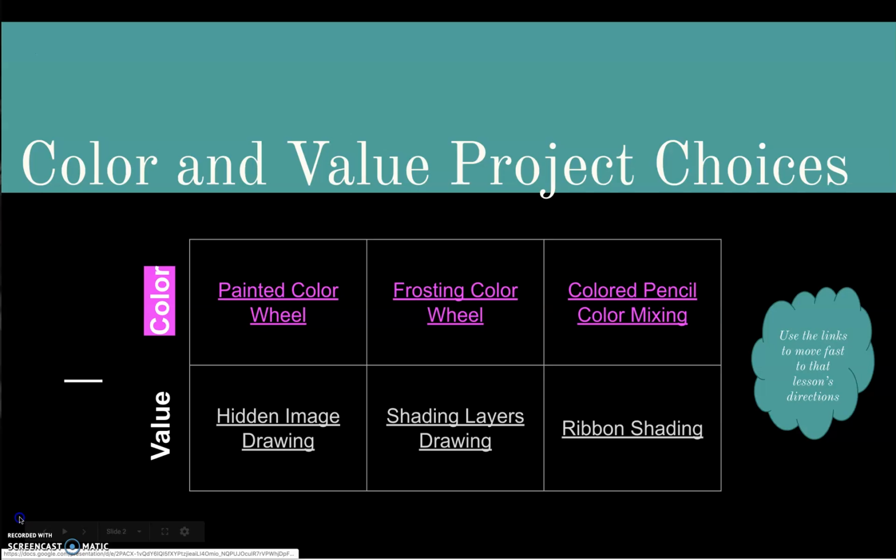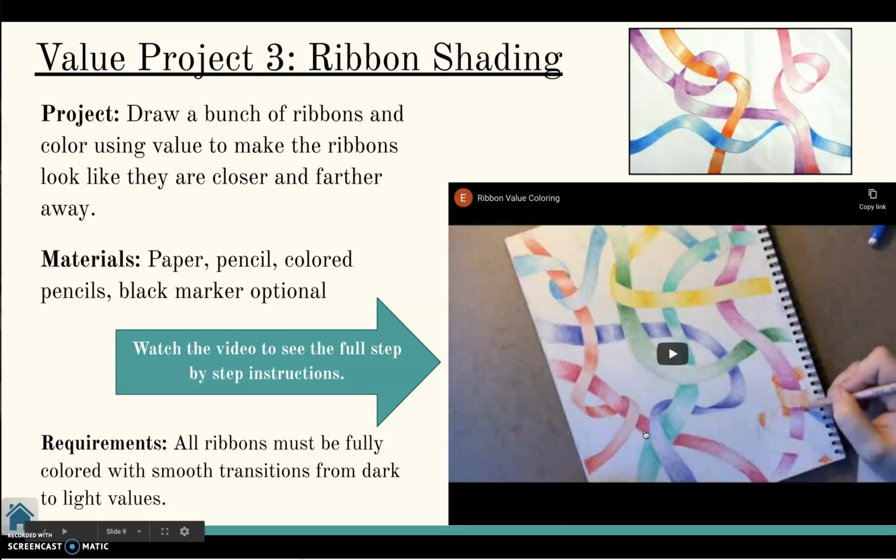Back to home, we have one more option, the ribbon shading. So this one's another colored pencil project. So if you have colored pencils and want to work with value, this would be a great one. So for this, you're going to draw a bunch of ribbons and color them using value to make the ribbons look like they are closer or farther away. All you need is paper, pencil, and colored pencils. You could use black marker if you want, but that's not necessary. So this one's working on your value skills with colored pencil. And then let's go back home.